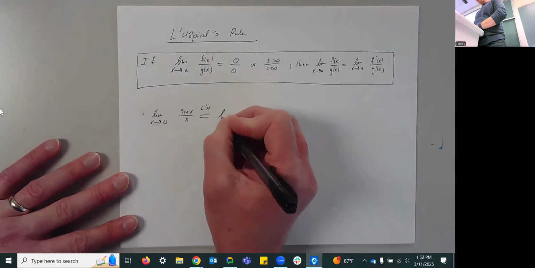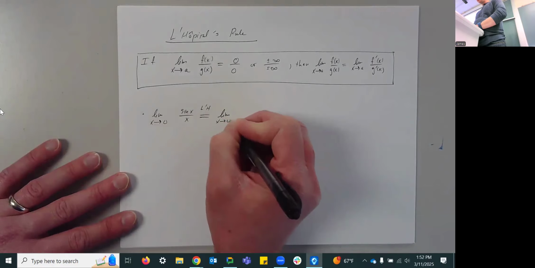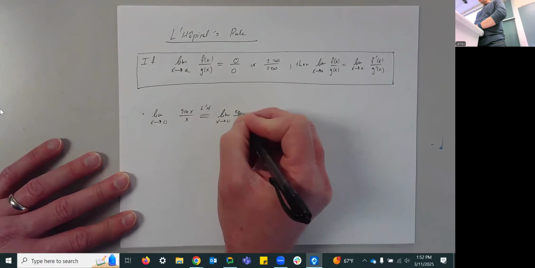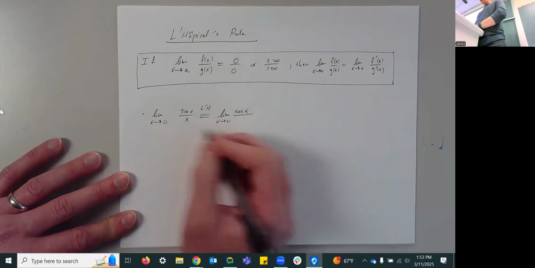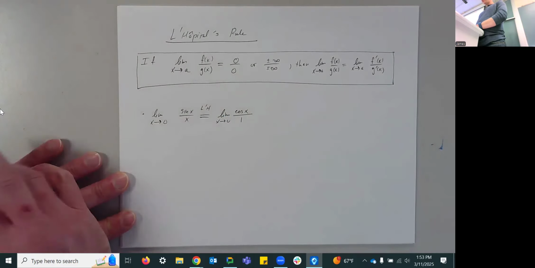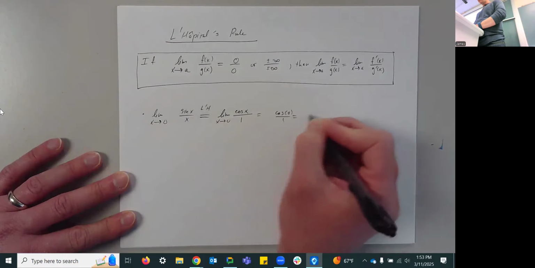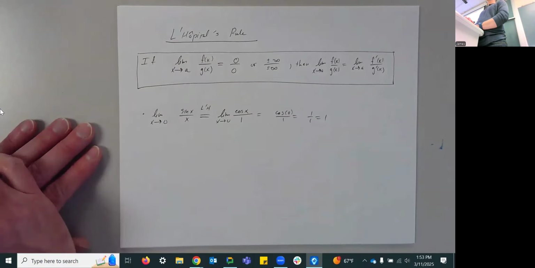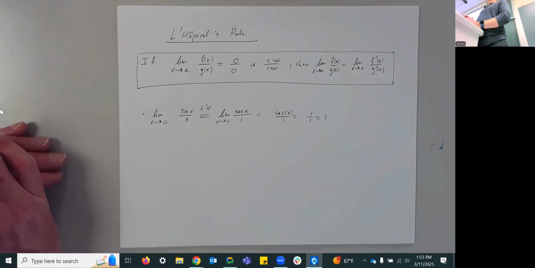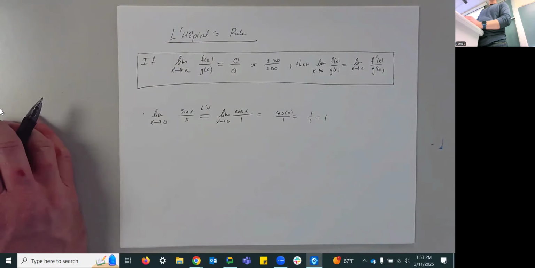We still have to write the limit. But then we take the derivative of the top, which is cosine of x, the derivative of the bottom, which is 1, and then we can plug in the 0 and get cosine of 0 divided by 1, which is 1 divided by 1, which is 1, which we already knew, but it's nice to see it appear another way.